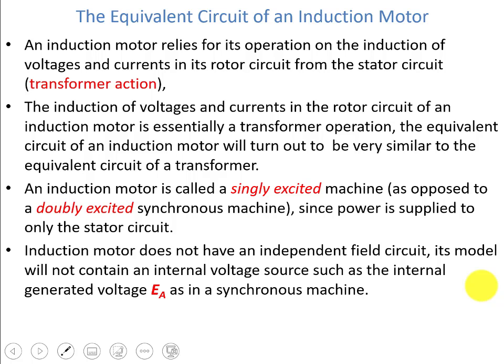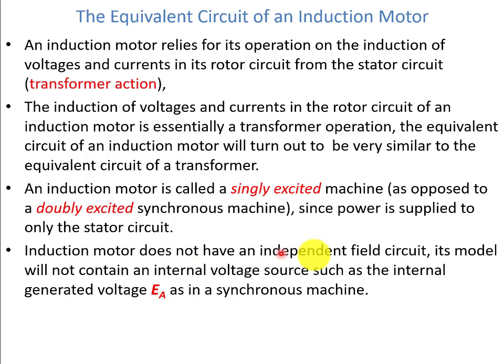Now we will continue with the equivalent circuit of an induction motor. An induction motor relies for its operation on the induced voltages and currents in its rotor circuit from the stator circuit, which is known as transformation. So the induction of voltages and currents in the rotor circuit of an induction motor is essentially a transformer operation. The equivalent circuit of an induction motor will turn out to be very similar to the equivalent circuit of the transformer. An induction motor is called a singly excited machine as opposed to the doubly excited synchronous machines, because we do not supply DC to the rotor; power is supplied only to the stator circuit.